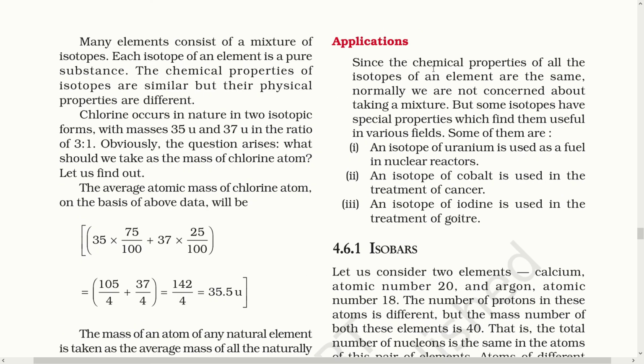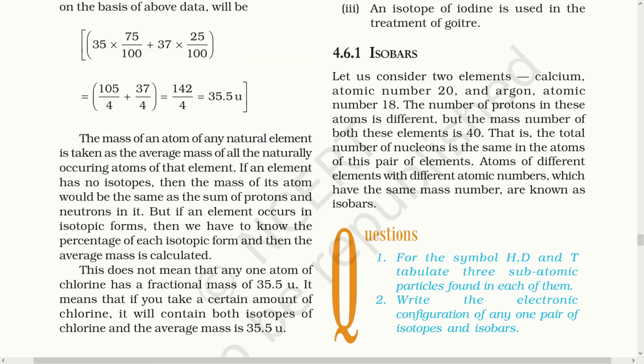Applications: since the chemical properties of all the isotopes of an element are the same, normally we are not concerned about taking a mixture. But some isotopes have special properties which make them useful in various fields. Some of them are: an isotope of uranium is used as a fuel in nuclear reactors. An isotope of cobalt is used in the treatment of cancer, and an isotope of iodine is used in the treatment of goiter. Now, what are isobars?